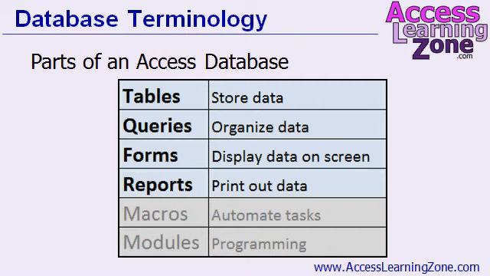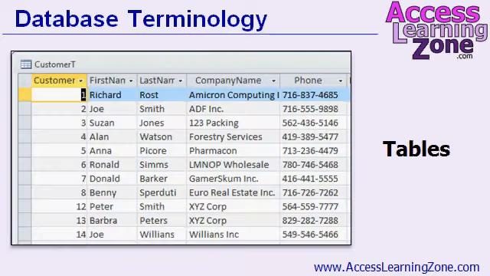Now I have macros and modules grayed out because you can build a fantastic database in Access without ever using them. All you really need are tables, queries, forms, and reports. All data in your Access database is stored in one or more tables. You can think of a table like a single Microsoft Excel spreadsheet. However, tables give you much more control over the types of data that can be input into them.